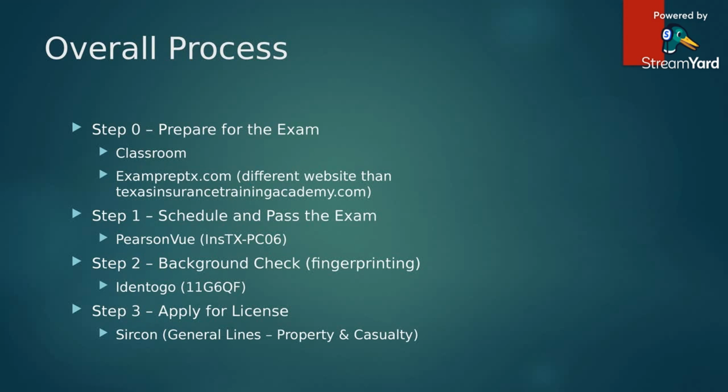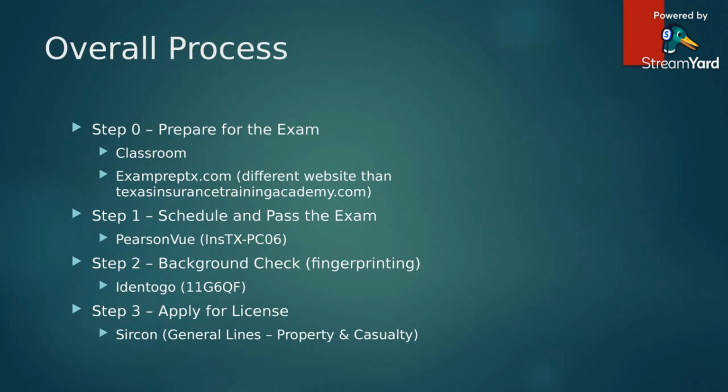Once you have been successful with step 1, you will move on to step 2, which is to initiate a background check with the state of Texas. The only reason you wouldn't need to do step 2 is if you were already licensed with the Department of Insurance. If you've done a background check with the state of Texas previously, unfortunately that will not help you in this regard. So you will have to go through a company called Identico, and they have a special code for initiating the background check, which is basically done by getting a set of digital fingerprints verifying your identity, and registering online with the code 11G6QF.